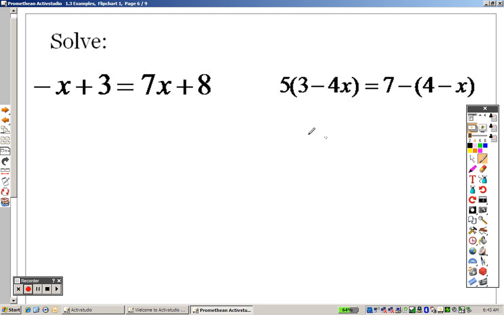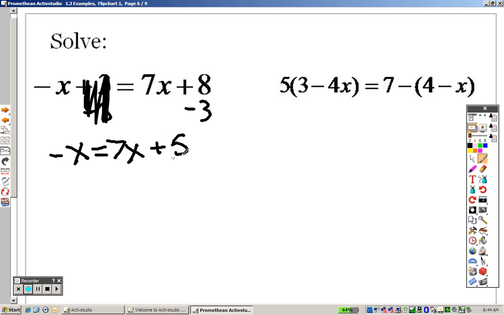Now, I did that by moving that. If I wanted to, I could move the 3 because it's a positive, so I subtract it to get a negative. So I get negative x equals 7x plus 5. Now that I have my numbers over here, I need to move my x's. So since that's a positive 7, I'm going to subtract 7x on both sides, which means now those are gone.